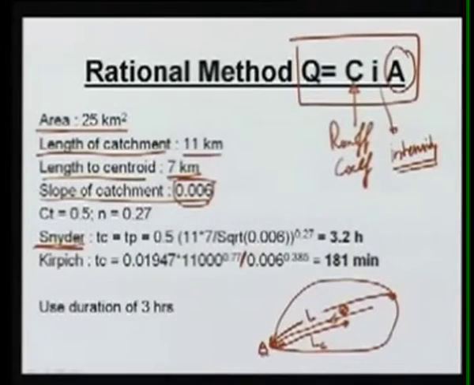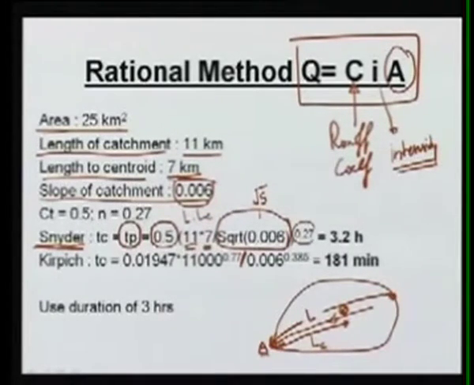In Snyder's synthetic hydrograph, we have the time to peak equal to some constant Ct into L and Lc, which are the length of the catchment and the length to centroid. This factor was not there originally in Snyder's equation, but we use this square root of S term. This is the square root of the slope of the catchment. This is L into Lc, and then this is the power n. Again, the Ct and n values differ from catchment to catchment, but for this catchment let us say that we are given these values as 0.5 and 0.27.